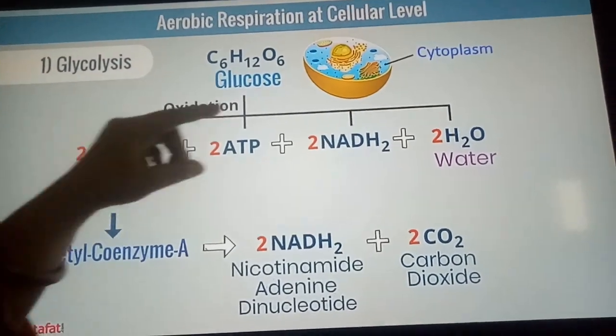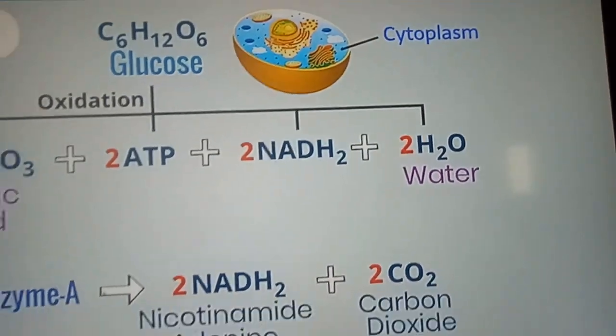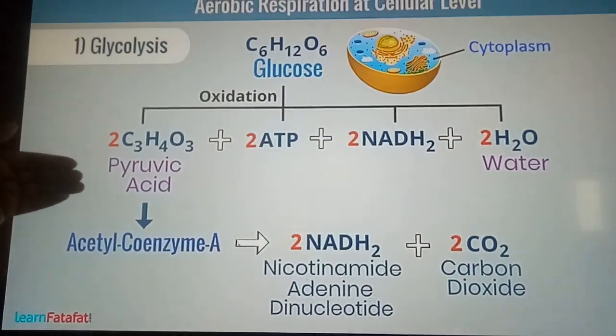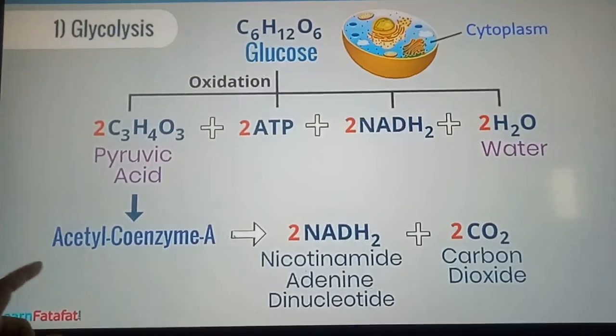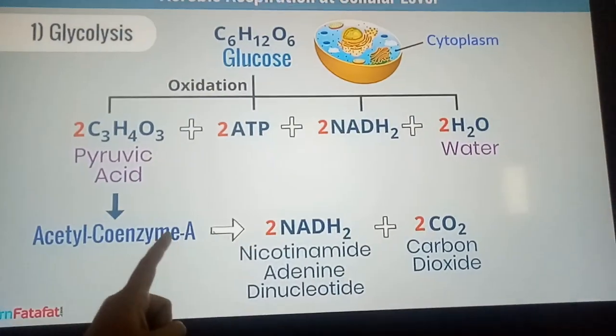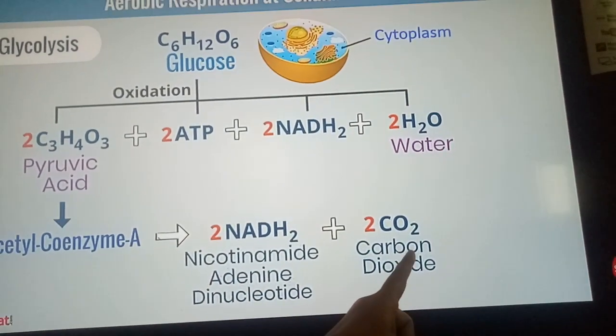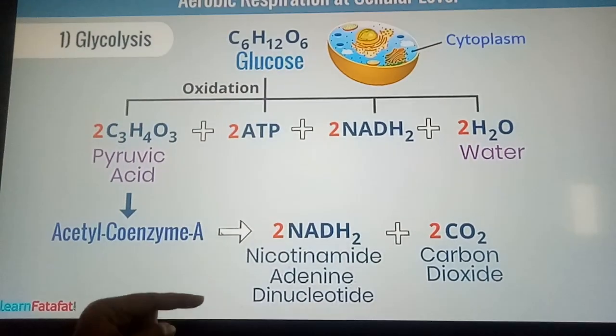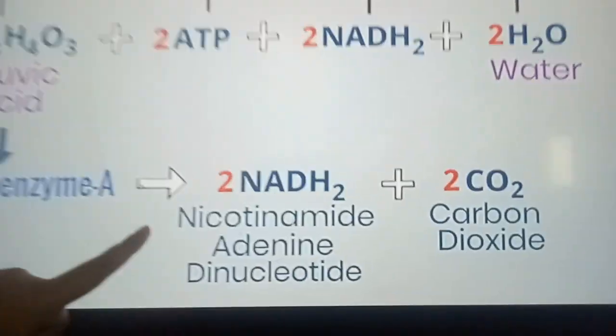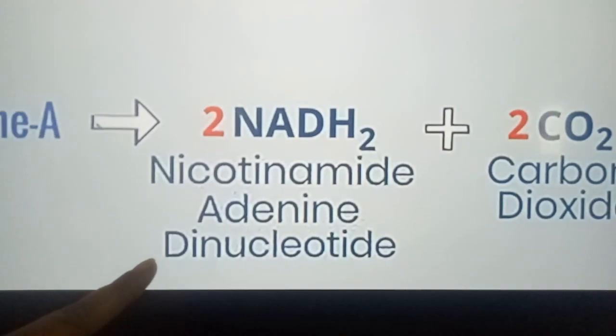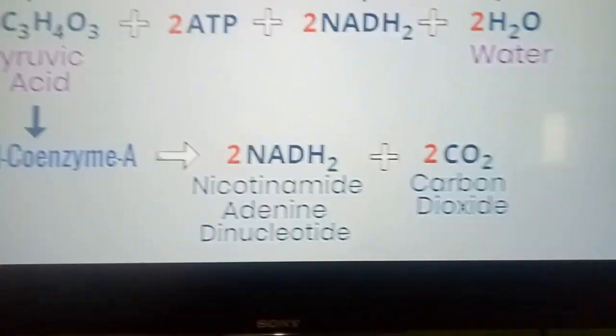This reaction is carried out in the cytoplasm. Further, this pyruvic acid is oxidized into acetyl coenzyme A, which is converted into 2 molecules of NADH2 plus 2 molecules of carbon dioxide. The full form of NADH2 is nicotinamide adenine dinucleotide.